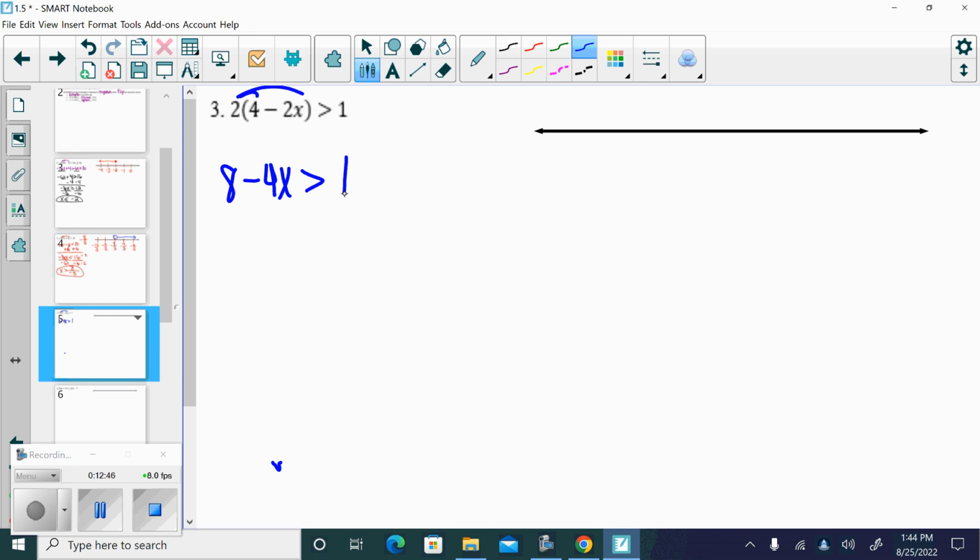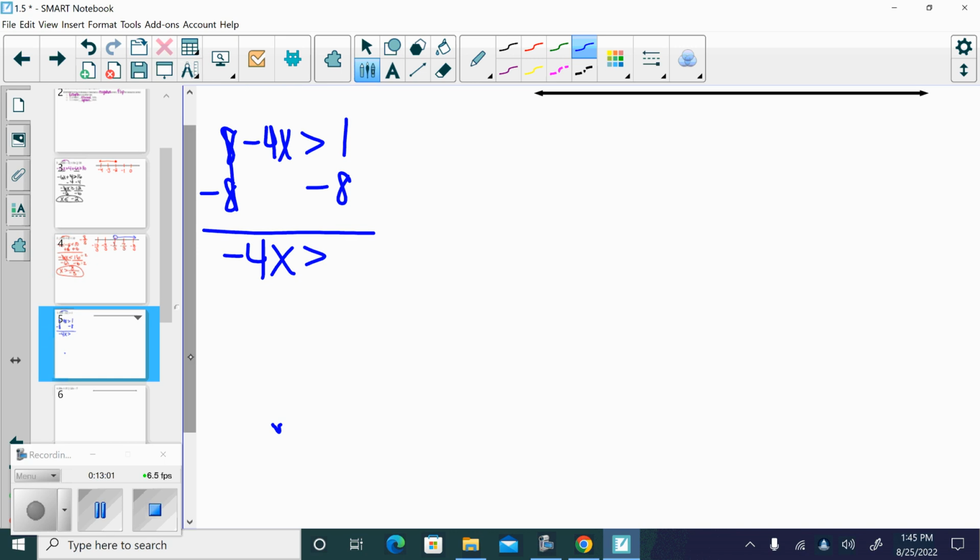So what do I need to do to get that alone? Subtract 8. Okay. So that is positive. To get it to the other side, I need to subtract. Very good. All right. So I have negative 4x is greater than, what's 1 minus 8? Negative 7. And then I'm going to divide both sides by negative 4.